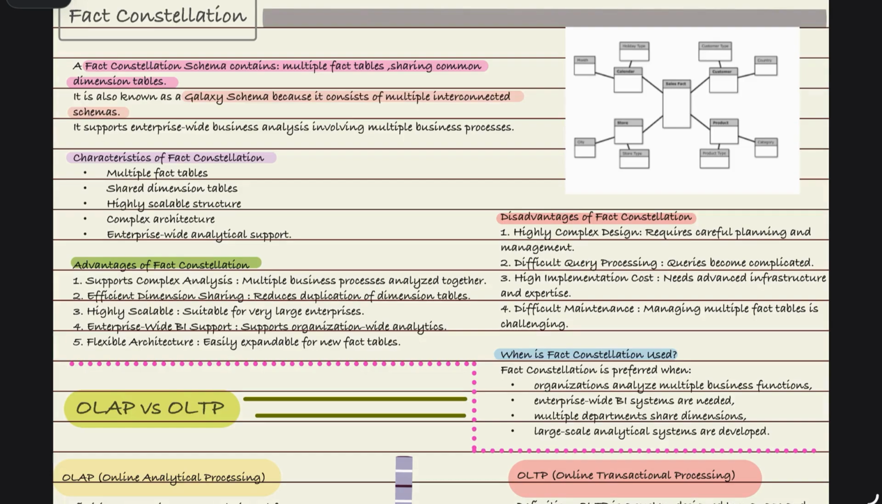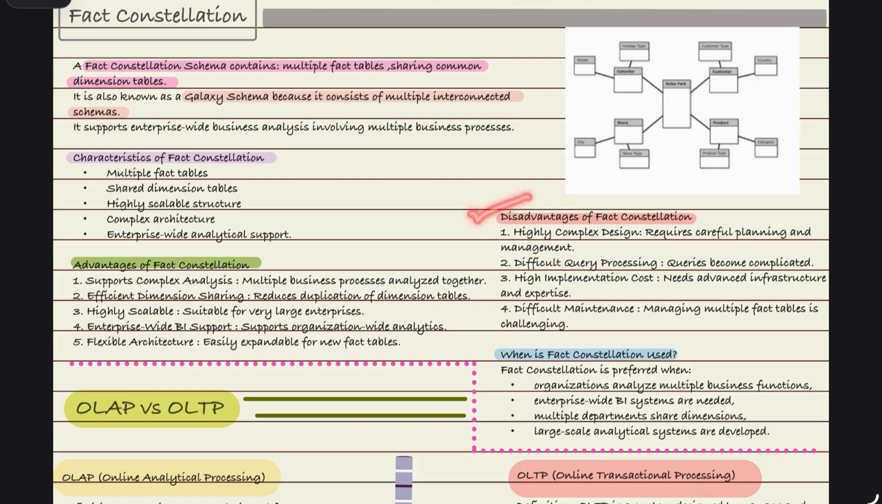So the advantage is that it supports complex analysis. It is perfectly designed for complex models, departmental and corporate environments, and it also has efficient dimension sharing. So it reduces the duplication of dimension models. It is highly scalable. If you want to increase over time, globally, it is also scalable, and it is flexible as well. You can easily expand for new fact tables in no time.